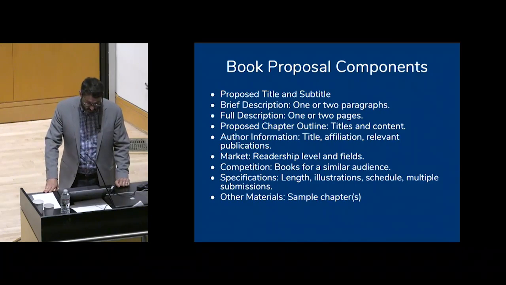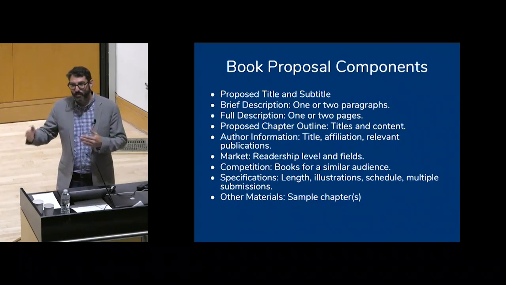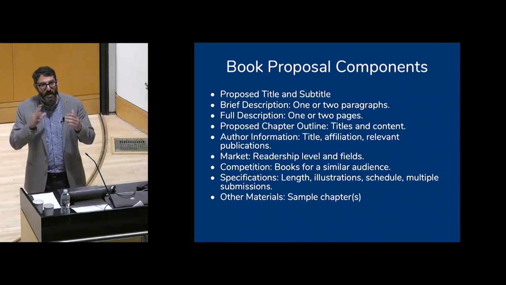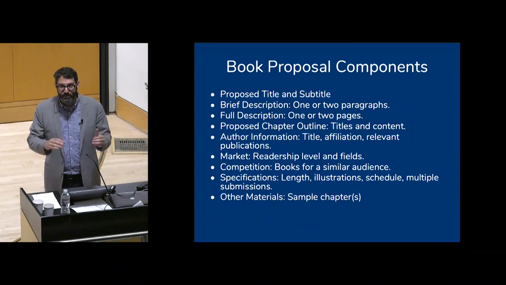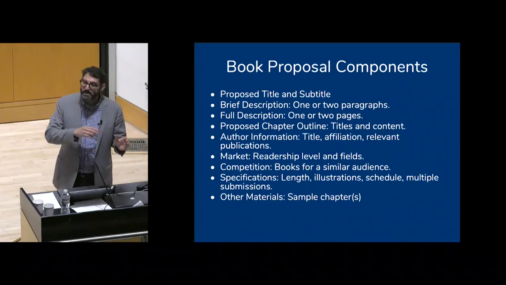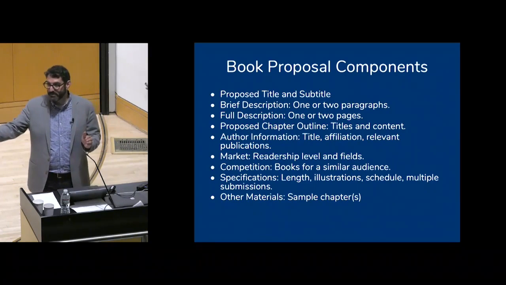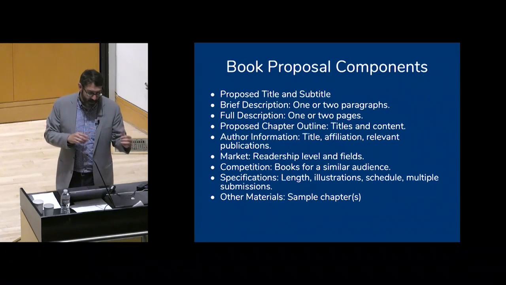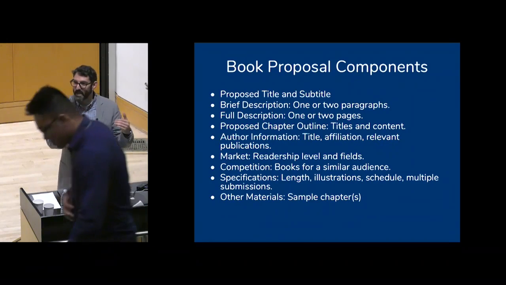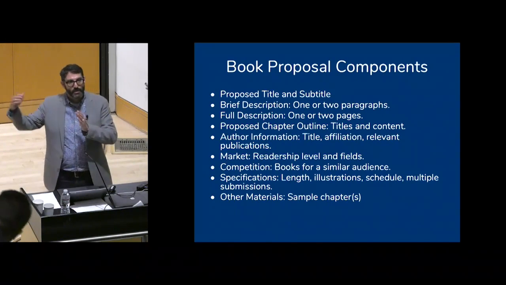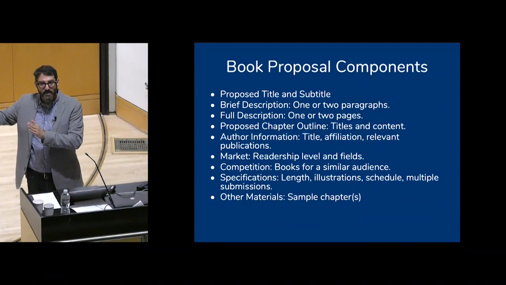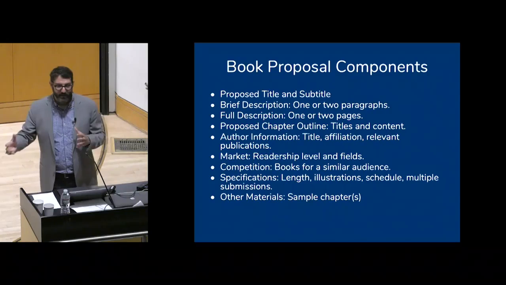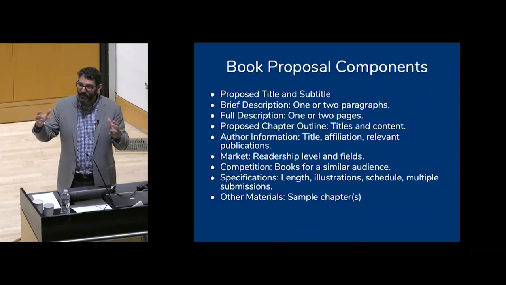The specifications, what is the length? We think in publishing of books in terms of word length. The best books are usually somewhere between, I would say, 50 to 100,000 words. That'll give you a book that is somewhere between 200 pages at a 5.5 by 8.5 trim size to, on the far side, say 300 pages at 6 1/8 by 9 1/4. And those are generally a good size.